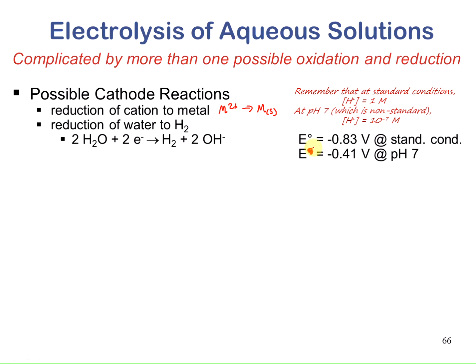So I'm going to get rid of that, because since we're at non-standard conditions, I can't have the knot there. So at the higher pH, at a pH of 7, that voltage is more positive.